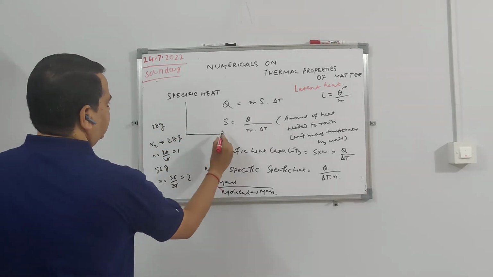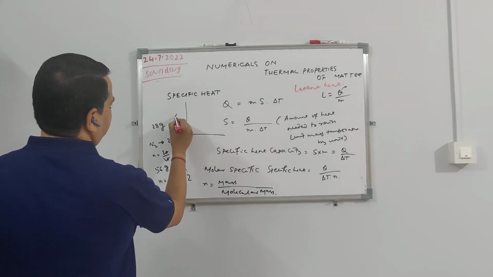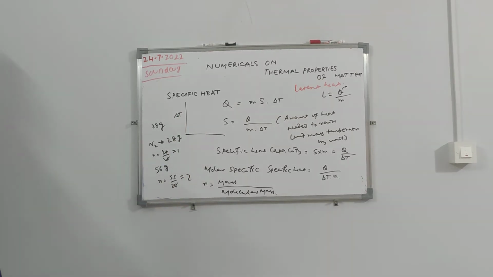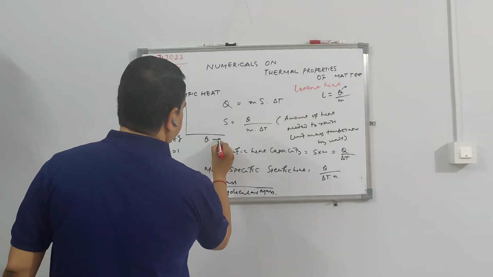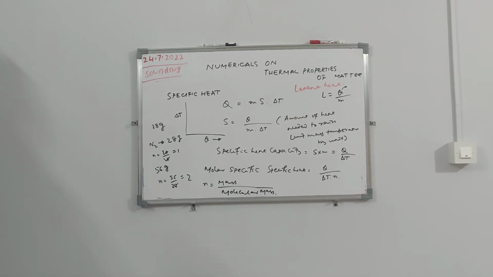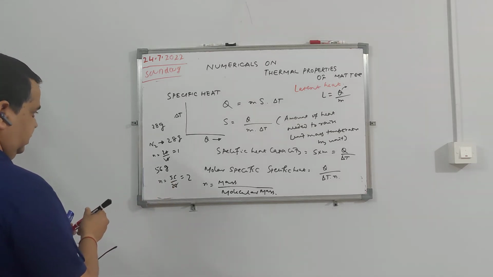Say you have delta T, the temperature rise, here, and the heat supplied here. If you have a curve like that, how is the curve going to look? It will be something like this.